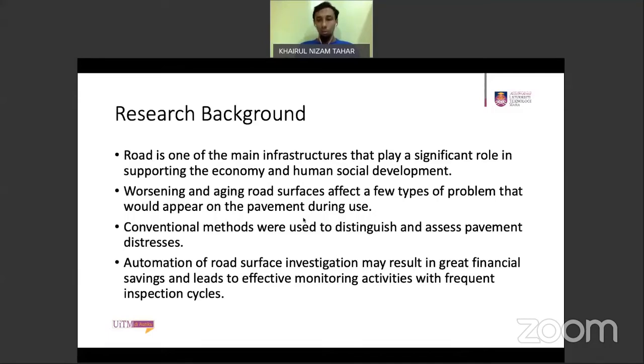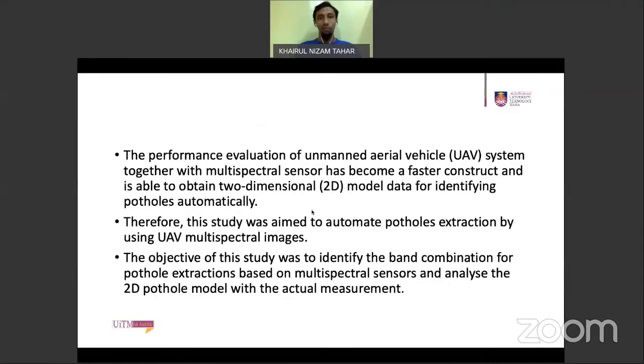Conventional methods were used to distinguish and assess pavement distress. However, it takes a lot of time and a lot of cost to identify potholes. So the automation of road surface investigation may result in great financial savings in order to monitor road potholes. The performance of a UAV system together with multispectral sensors can improve the monitoring methods. It can become faster and save cost in order to obtain the 2D model.